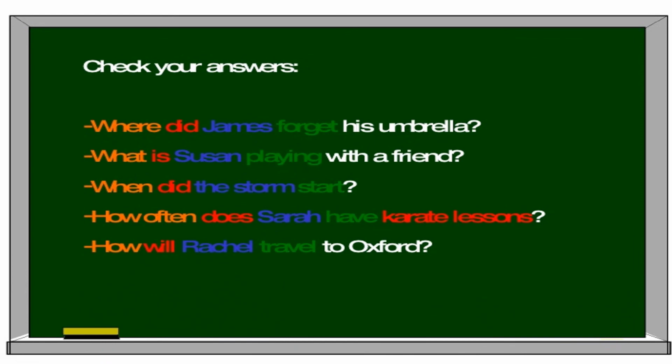Check your answers. Number one, where did James forget his umbrella? Number two, what is Susan playing with a friend? When did the storm start? How often does Sarah have karate lessons? How will Rachel travel to Oxford? As you can see, these are question words in different tenses. So let's complete.